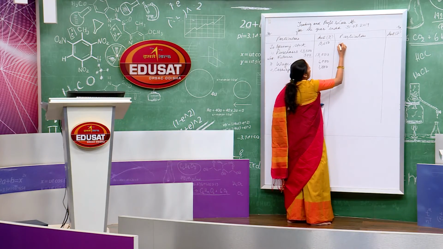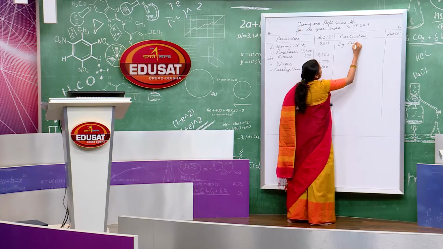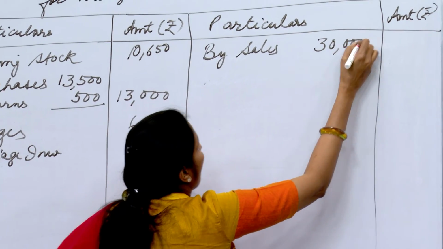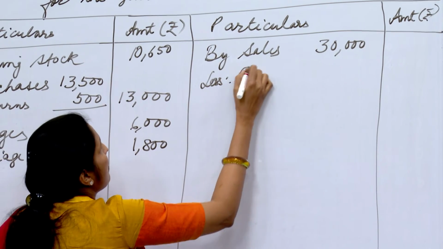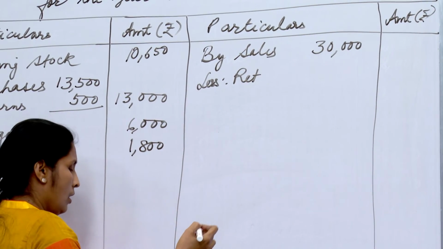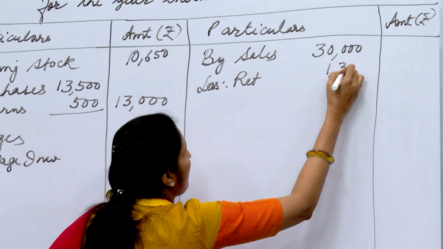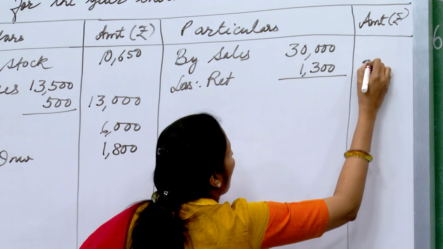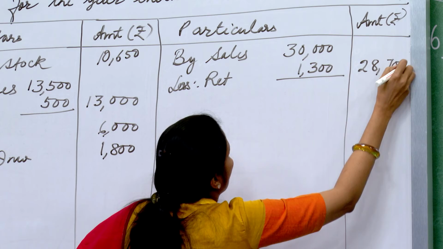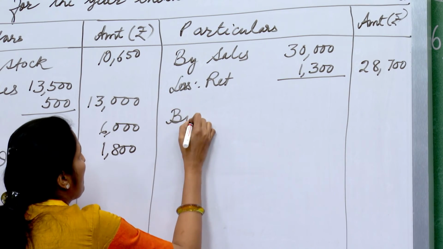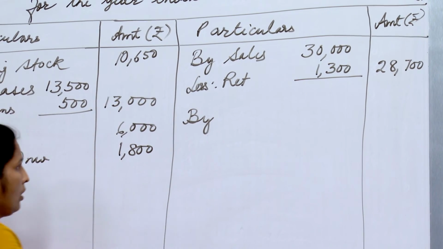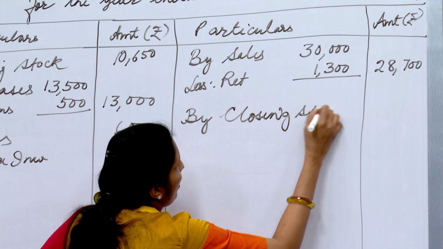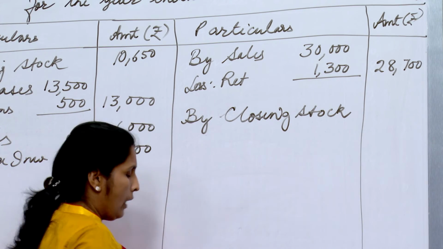On credit side we have by sales, the figure of sales is 30,000, and next we have less returns. So returns is 1,300 given to us. What goes to the outer column is 28,700. Next we have by closing stock. So the closing stock figure given to us is 12,000.